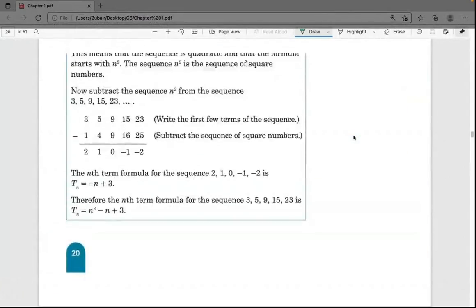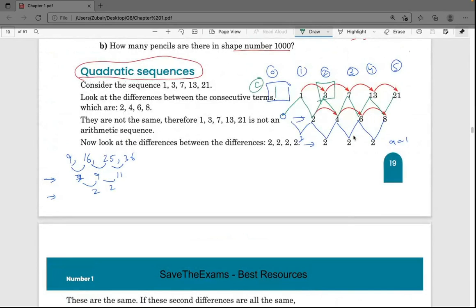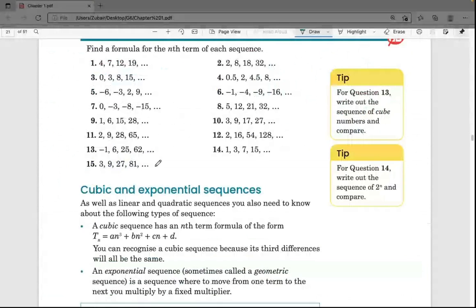And let me quickly correct it. Where did I tell you that A was? A was half of the second difference, and I thought I made a mistake. No, correct. A is 1, half of the second difference. Everything's okay.